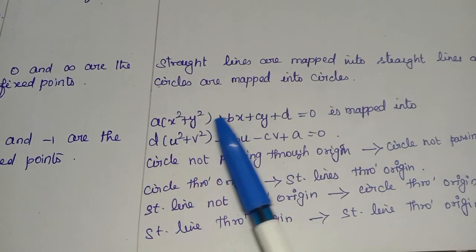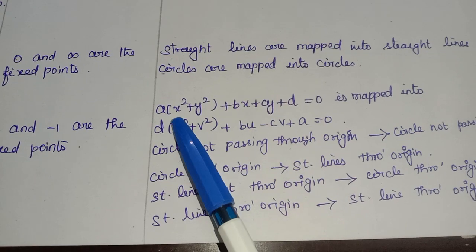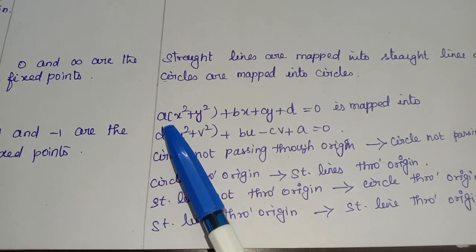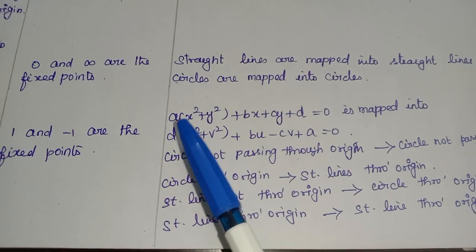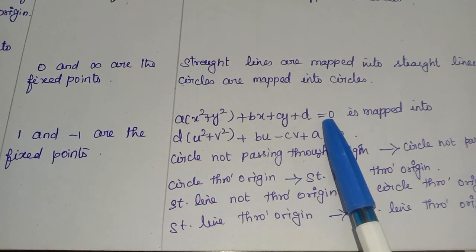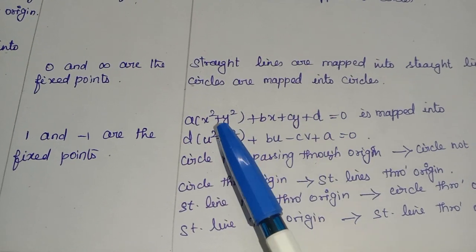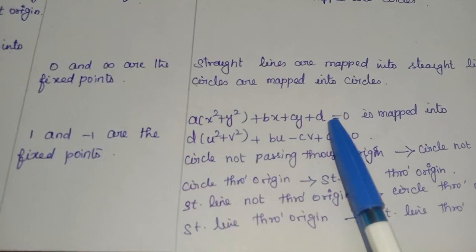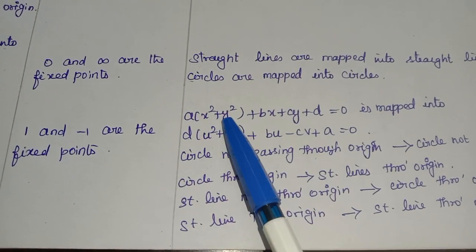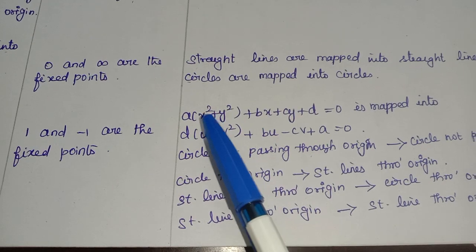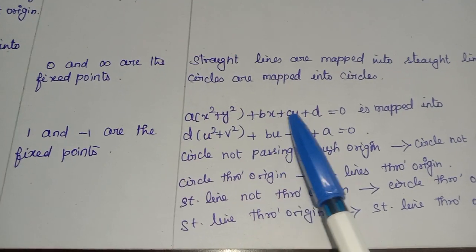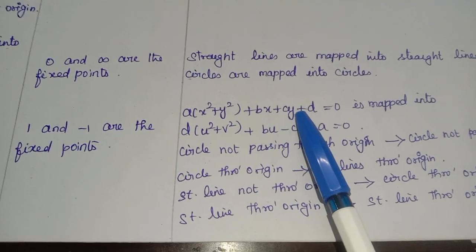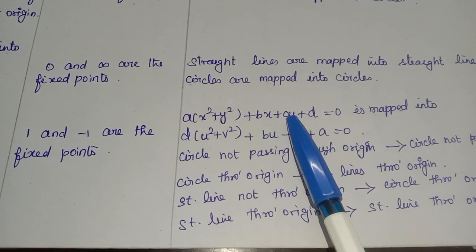See, this is the general equation of the circle. I have taken it in the regular Cartesian coordinates form: A into (x square plus y square) plus bx plus cy plus d equal to 0. This is the general equation of a circle in Cartesian form. For this equation to represent a circle, the coefficients of x square and y square must be the same, and no product term xy should be there. Then it represents a circle, right?